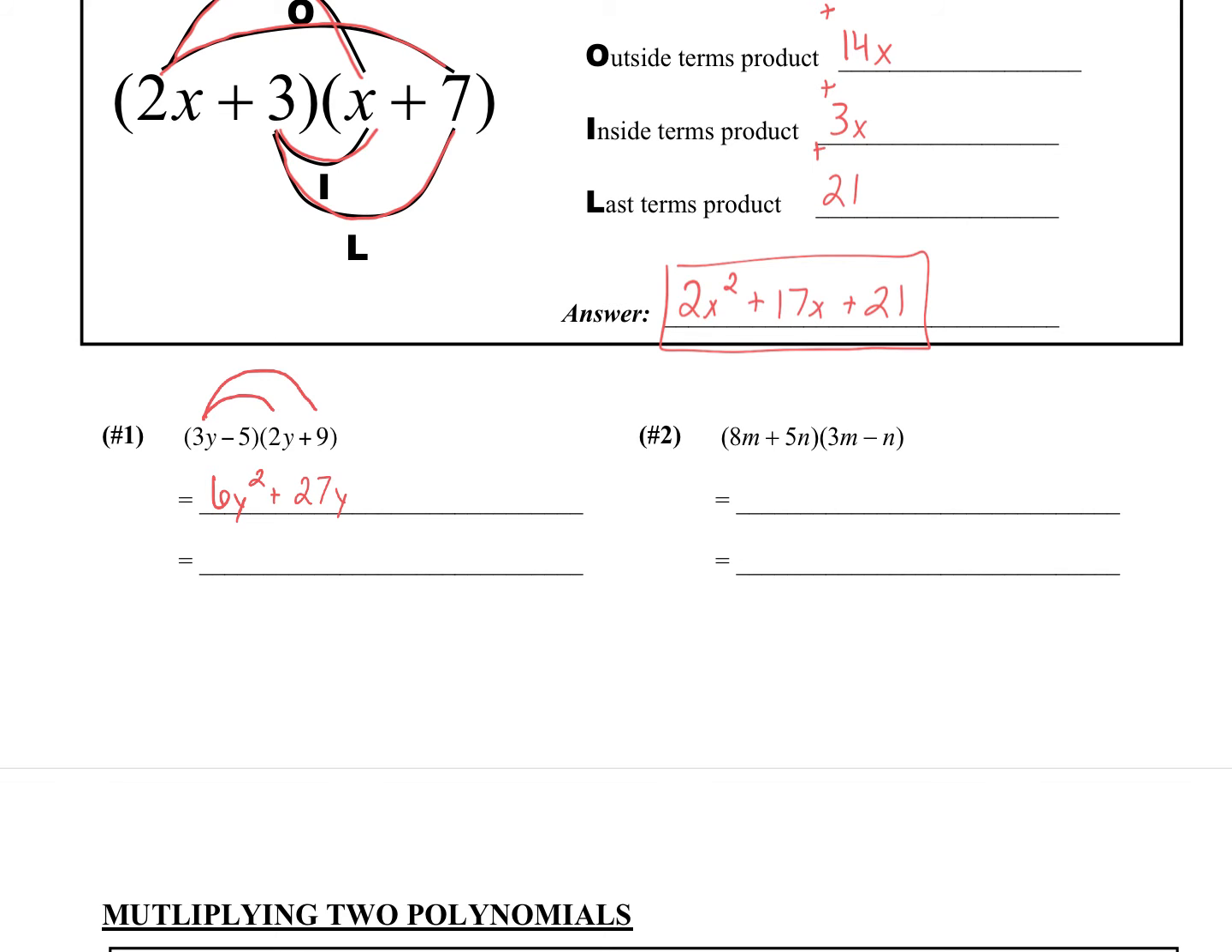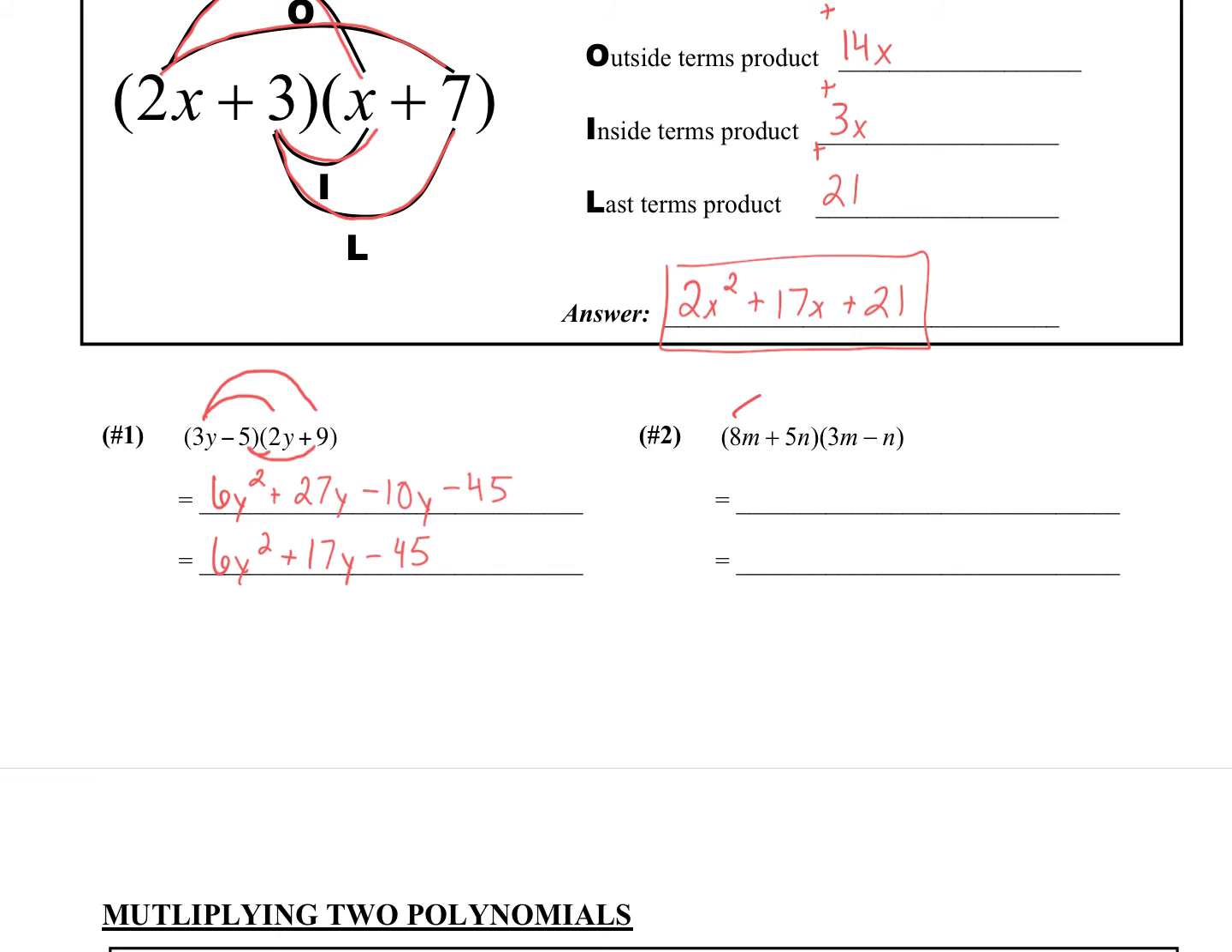All right, then we have the inside terms, the two terms on the inside, multiply those together. So negative 5 times 2y is negative 10y. And then we have the last term in each set of parentheses multiplied together. So negative 5 times 9 is negative 45. Okay, and the last step is just to combine like terms. So we're going to have 6y squared plus 17y minus 45.